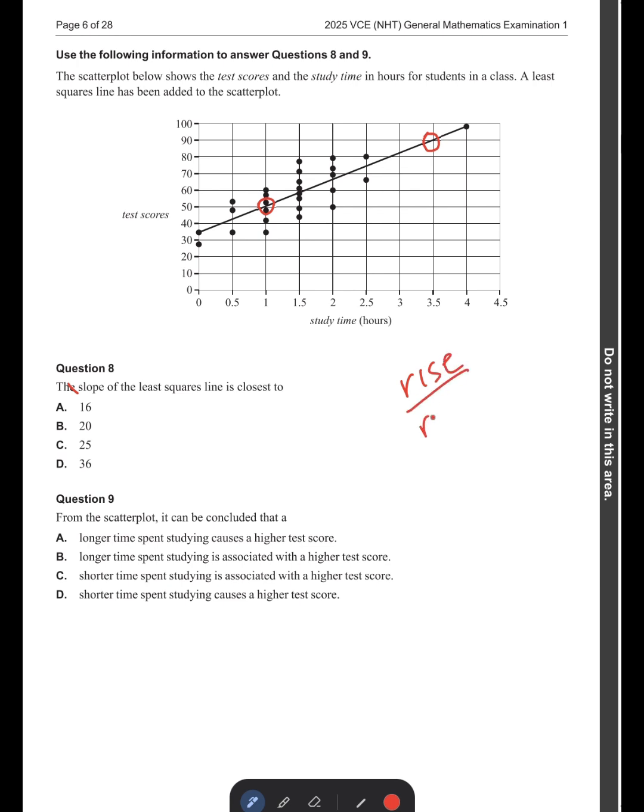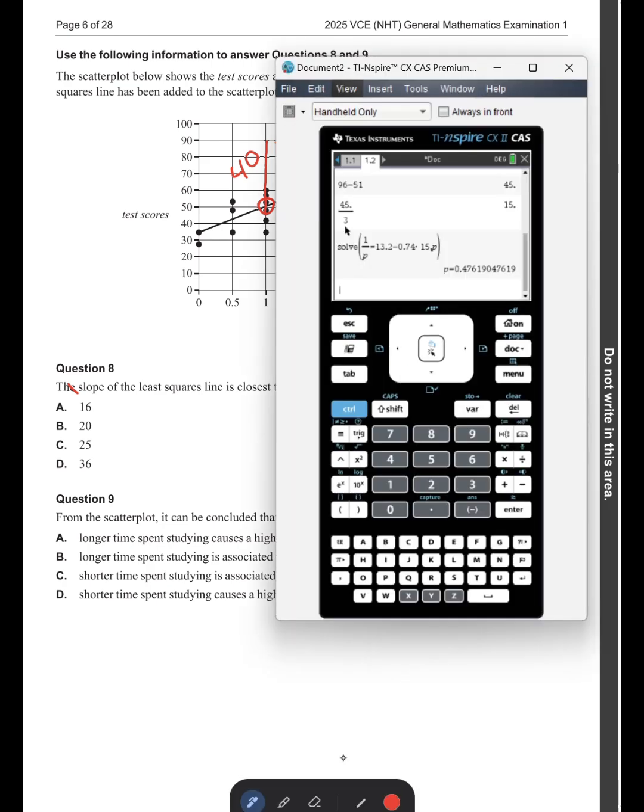And we're just going to work out how far up we've gone, because remember, slope is rise over run. Now you can use your CAS for this if you want to use FM stats 2-point equation, but it's probably just easier to do this. So my rise is going from 50 to 90, so my rise is 40, and my run, I'm going from 1 to 3.5, so that's a run of 2.5. And then on my CAS, I just need to do 40 divided by 2.5, and that's going to give me 16 as my slope.